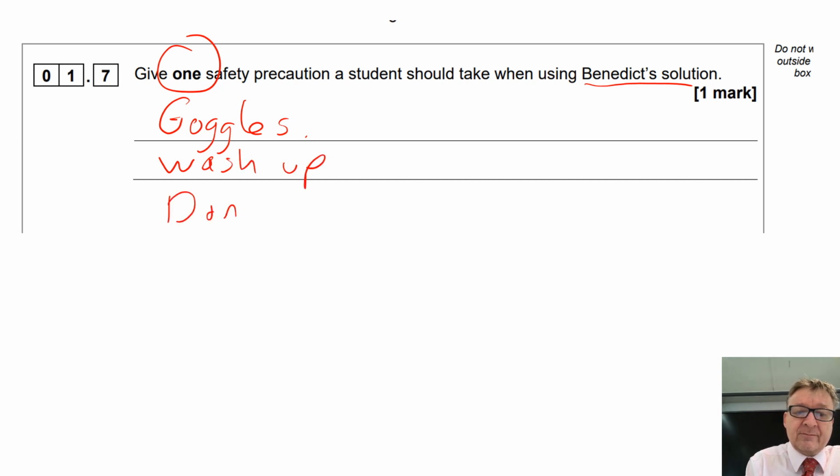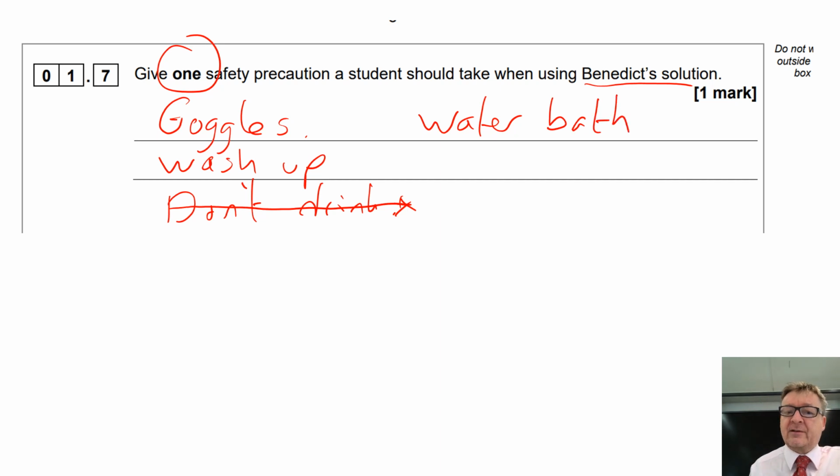Don't drink. Okay, well, it's probably not the best one to do, that one, because it's not really a safety precaution, right? So it's not sort of something to do with a practical. So maybe don't put that one in. But goggles, wash up, and also make sure you use a water bath in the actual experiment itself.